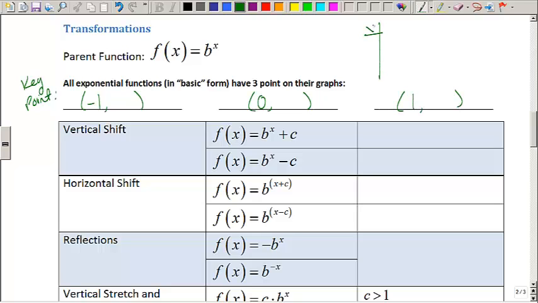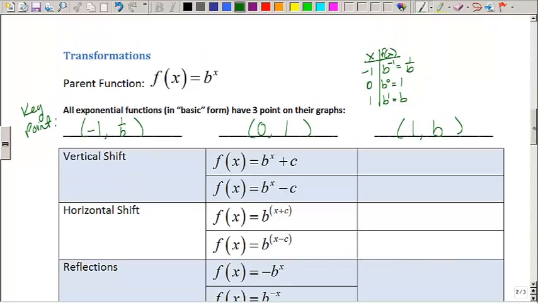Now if I just make a little t-chart here and plug in -1, 0, and 1 into b to the x, I have b to the -1, and using our properties we know that's 1 over b. B to the 0 is always 1, and b to the 1 is always itself, b. So you can memorize these 3 points. You will always have 0, 1. At -1 you have 1 over b, and at +1 you have b. And all you have to do is plug in your b, and then you can get your 3 key points.